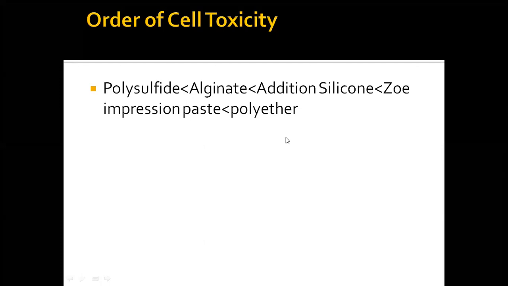Okay. Now, in order of cell toxicity, you have polysulfide, which has less cell toxicity than alginate, which has less than addition silicone, and addition silicone less than your ZOE impression paste, which is less than polyether. Now, polyether has the highest amount of cell toxicity. Okay. Now, this is the descending order of cell toxicity.